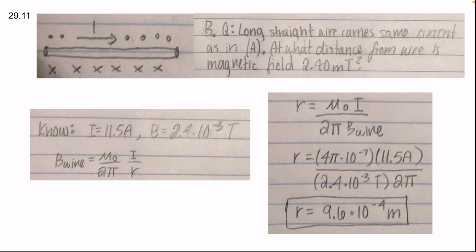We can go ahead and just rearrange this equation and solve. So when you rearrange for R, you get R equals that constant times I over 2 pi times the magnetic field of the wire. And plugging in our values, we get a distance of 9.6 times 10 to the negative 4th meters. So that's the answer for part B.